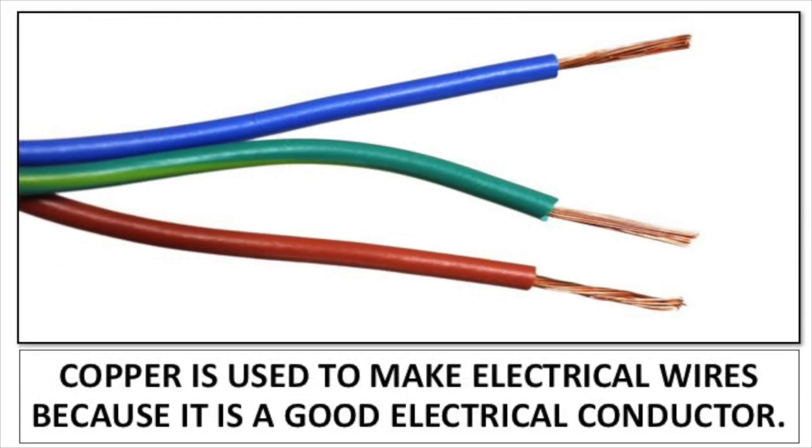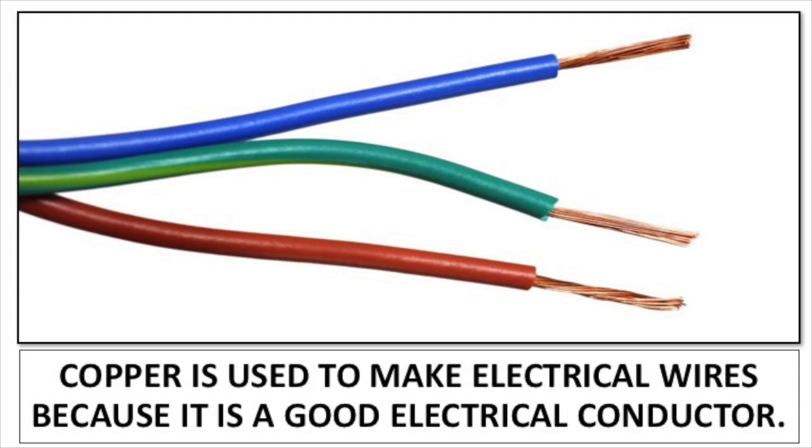Copper is used to make electrical wires because it is a good electrical conductor. Yes. Copper is a type of metal, and you can see it here. This is the copper. All the wires that we have on electrical equipment have this on the inside, something known as copper wires, because the electricity can pass through the copper. It's what's known as a conductor.